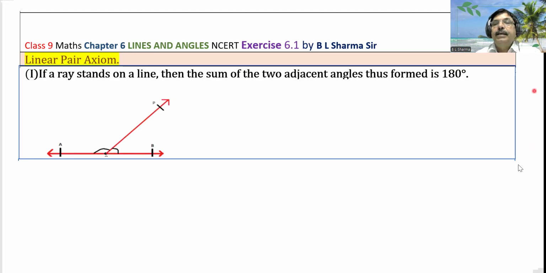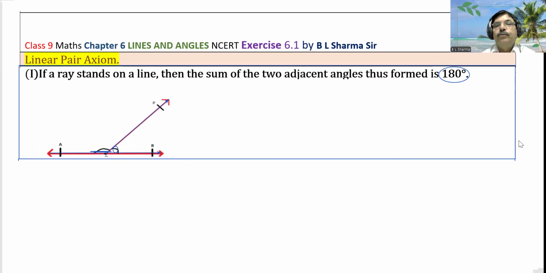देखिए यहां पे एक ये जो रे है, मीन्स दिस रे स्टैंड्स ऑन दिस लाइन, therefore the sum of this angle and this angle will be 180 degree. Very important. किसी रे पे कोई एक लाइन स्टैंड करती है, इस तरह से जो दो एडजेसेंट एंगल्स बनते हैं उनका सम 180 डिग्री होगा, ये कहता है लीनियर पेयर एक्सियम. एंड दिस इज द फर्स्ट स्टेटमेंट ऑफ लीनियर पेयर एक्सियम.